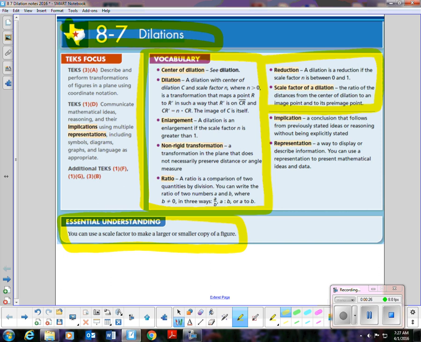Today we'll be talking about transformations that are non-rigid. That means that they're not congruent. They don't preserve the measure. The angles are still preserved, usually, but not always the case. All right.